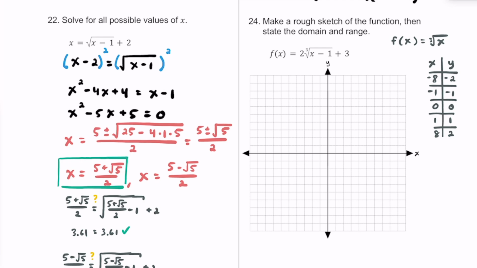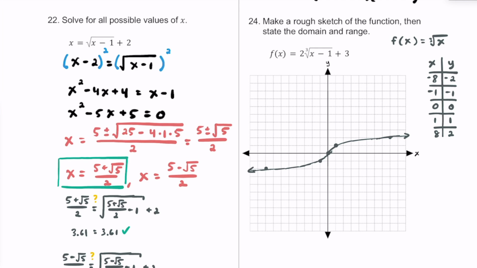So for the parent function here, we're going to have 0, 0, which is at the origin. Then we're going to have 1, 1, and that's going to be over here. And then 8, 2 is over here, in quadrant 1. Then we have -1, -1, and then we have -8, -2. So making a rough sketch of the parent function, it's going to look something like this. Just imagine this when you're talking about these cube root functions.